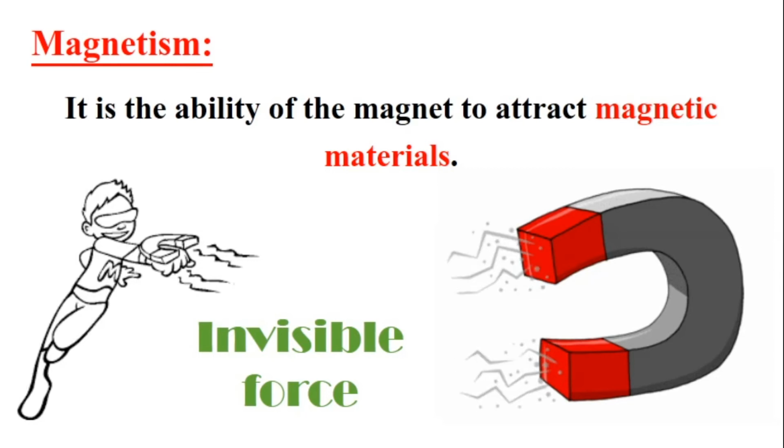So, we have talked about the magnet, and we said that the ability or the power of the magnet to attract magnetic materials is known as magnetism or magnetic force, and this force is an invisible force. It's a force that you cannot see. So let's say it again. What's meant by magnetism? It's the ability of the magnet to attract magnetic materials.